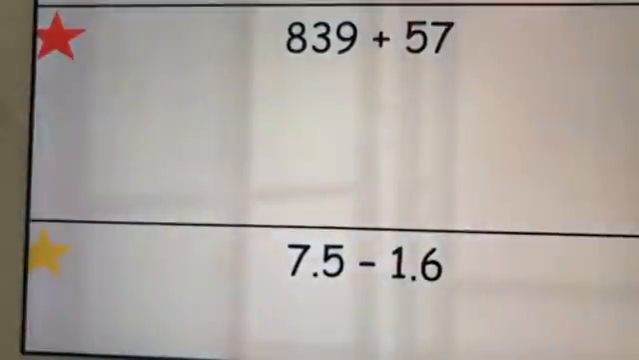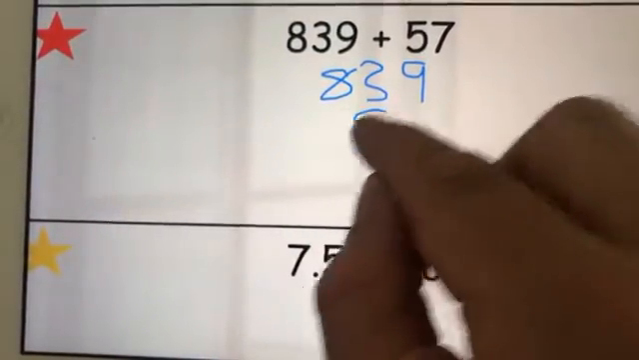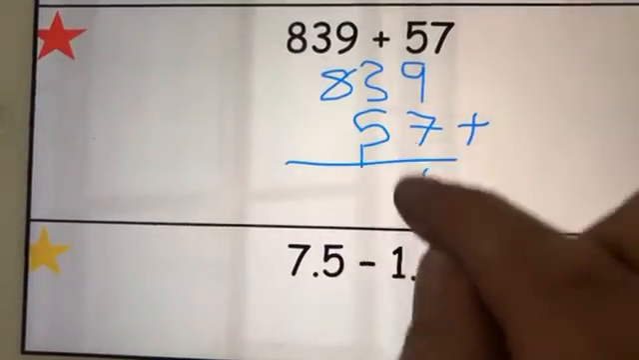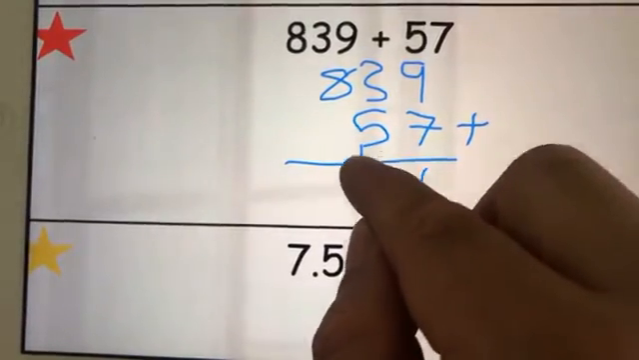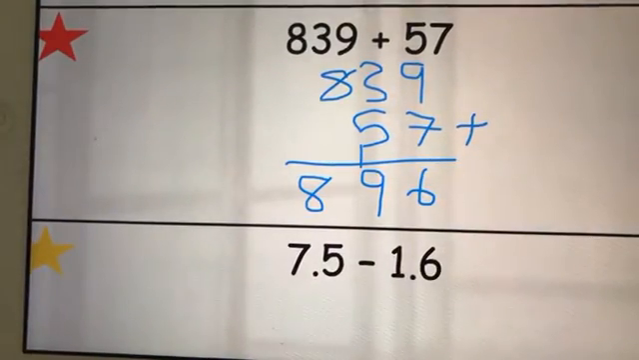Next, 839 plus 57. Again, really straightforward topic. Just starting us off, just get our brains working. 9 plus 7 is 16. 1 plus 3 plus 5 is 9. And 8 plus nothing is just 8. So our answer is 896 for 1 point.